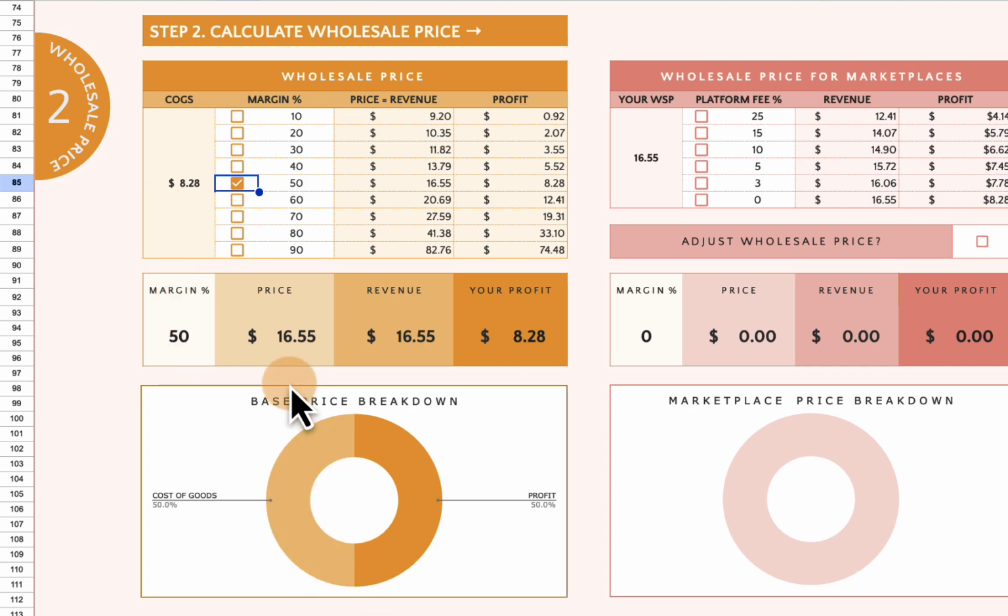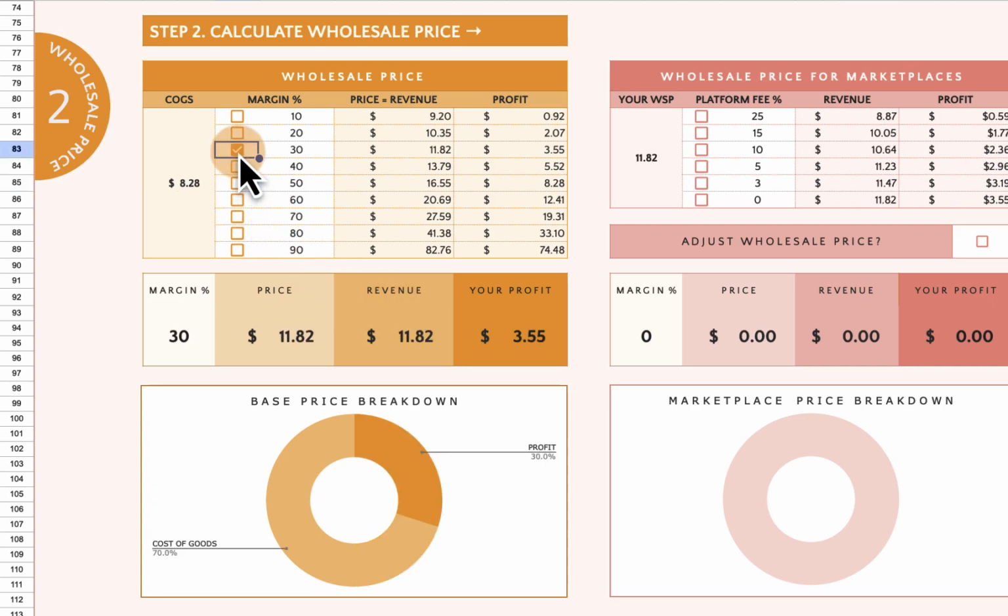That brings your wholesale price to $16.55. Price and revenue are the same in this table because we don't account for fees. Now you can play around and select different profit margins to see how that affects your profit numbers. You can also think, how much profit do you want to make from this item? For example, if you want a profit of $12, you can see that would be 60% margin.